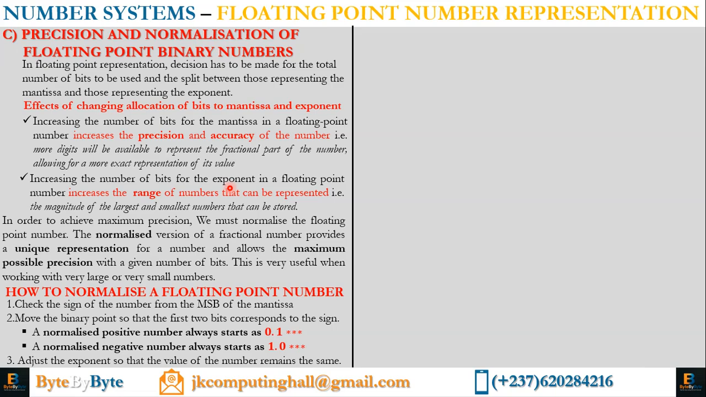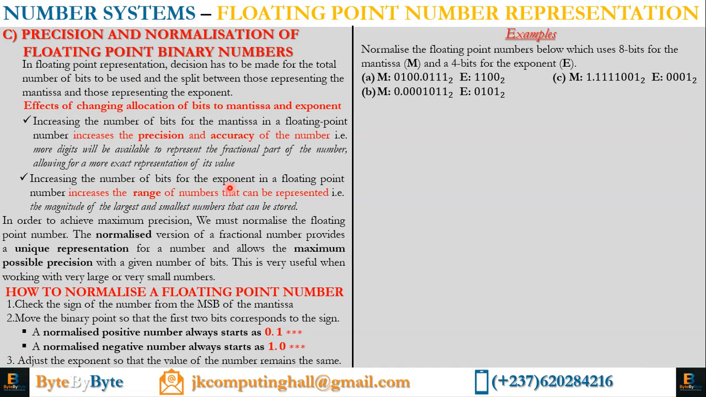Then we need to adjust the exponent so that the value of the number remains the same. Let us look at these examples. Normalize the floating point numbers below, which use 8 bits for the mantissa and 4 bits for the exponent. For the A part, we have the mantissa 0100.0111 and the exponent 1100. That is our mantissa, that's our exponent. We realize that the most significant bit is 0, so the number is positive. So we must move the binary point until we get the first 0.1.